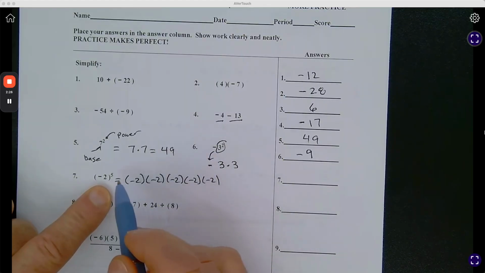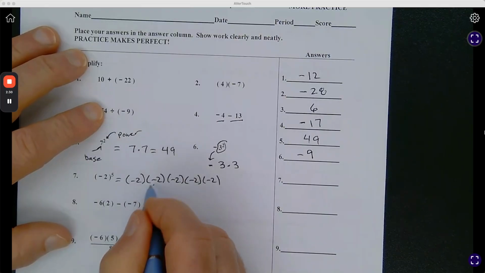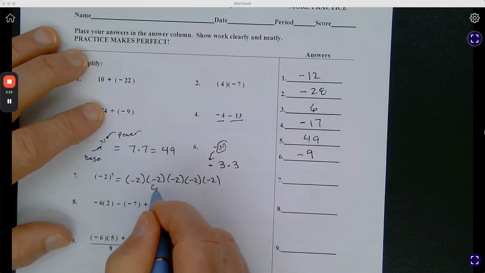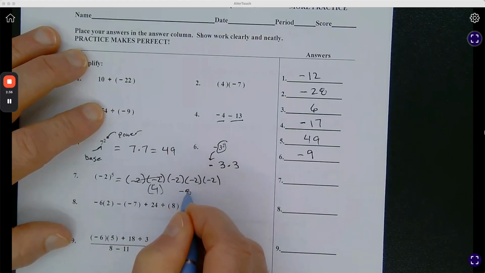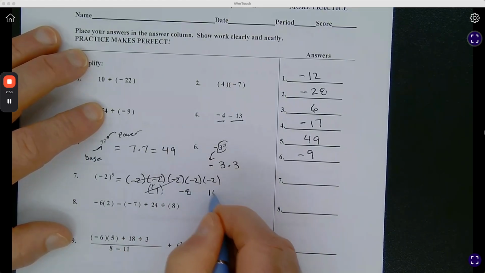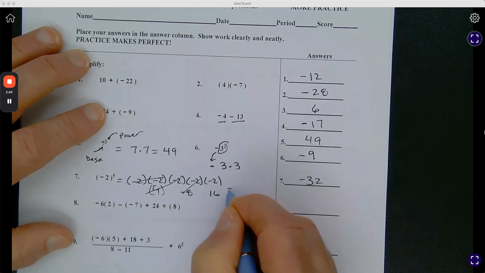No parentheses, parentheses. Negative 2 times negative 2 is positive 4. Times negative 2 is negative 8. Times negative 2 is 16. Times negative 2 is negative 32.